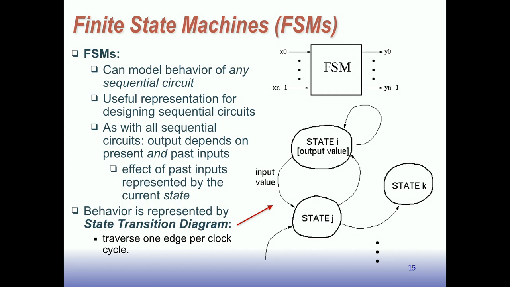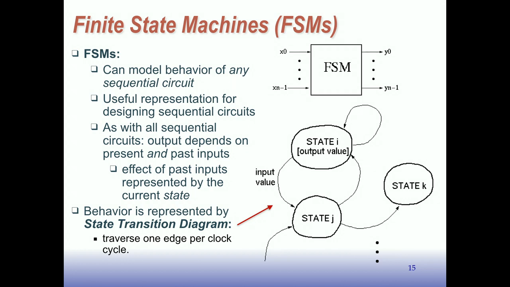It's a representation that helps us think about sequential circuits and helps us automatically do design. As with all sequential circuits, the output depends on the present and the past inputs, so the effect of the past inputs is represented by the current state. The idea of a state machine is that it's in a state, an input comes, it might change to a new state, and it might change the output to a new value. This type of behavior is represented with a state transition diagram, and this is the essential part of a finite state machine.